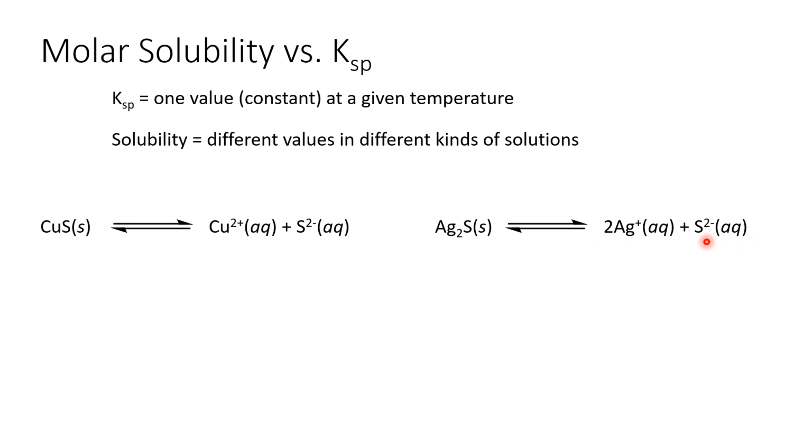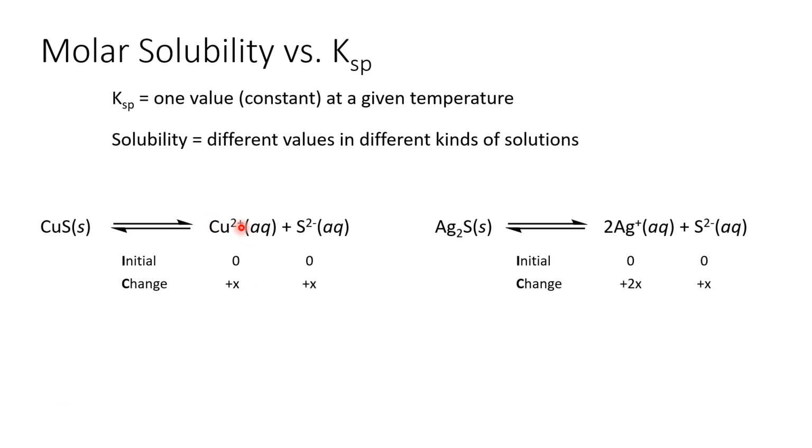2 from here and 1 from here. So these both produce different amounts of ions, different amounts of moles of ions for every 1 mole of the ionic compound, right? Now let's set up the ICE table. Initially, we've got none of each, right? Now the change, check out the change.